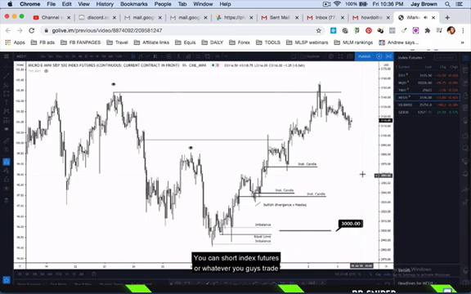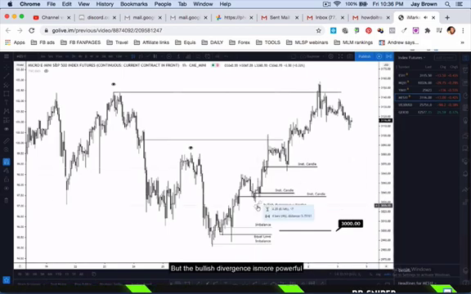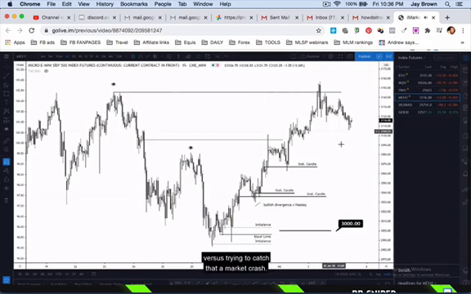You can short index futures or whatever you guys trade on these other unregulated brokers, but the bullish divergence is a whole lot more powerful than the bearish one. Because you're syncing with the trend versus trying to catch that market crash. I mean, we've done it, but it's just a lot more work for less razzle dazzle, if you will.